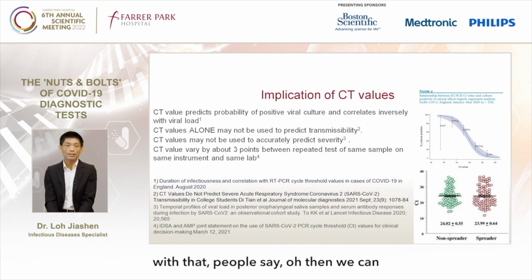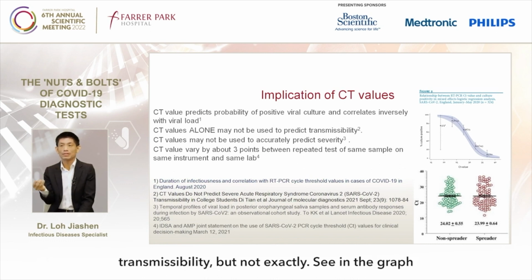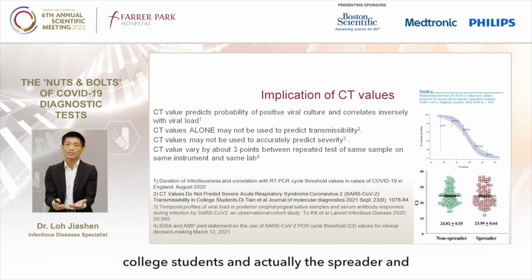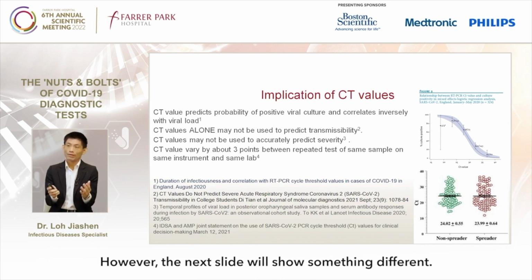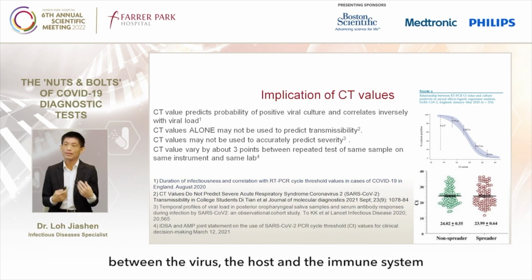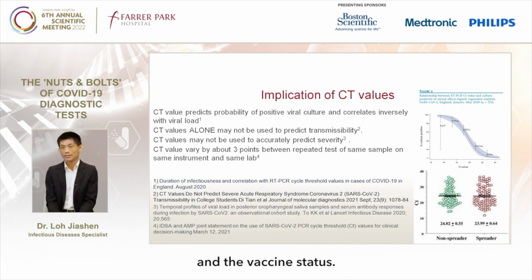The higher the CT value, the lower the virus level. And with that, people say, oh, then we can use this quantitative measure to demonstrate transmissibility, but not exactly. See, in the graph on the lower right hand, you see a study in college students, and actually the spreader and the non-spreader have the same CT value. Those who spread and those who don't spread. However, the next slide will show something different. Of course, CT value cannot be used to predict severity, because that is an interplay between the virus, the host, the immune system and the vaccine status.